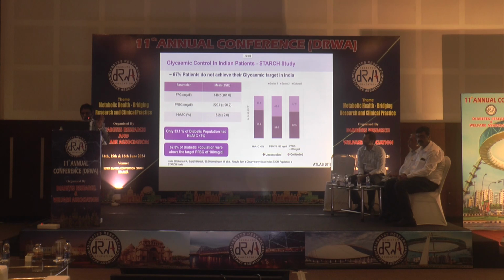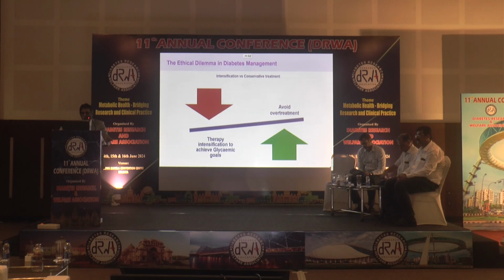Only 33.1% of the diabetic population had A1C less than 7. Nearly 63% of the diabetic population were above the target postprandial blood glucose value of 180 milligram. Naturally, they are exposed to a prolonged period of uncontrolled hyperglycemia, greatly increasing the risk for diabetes-related complications.